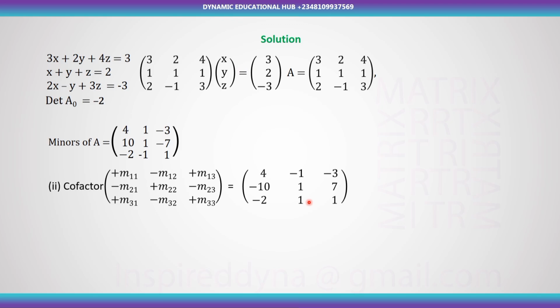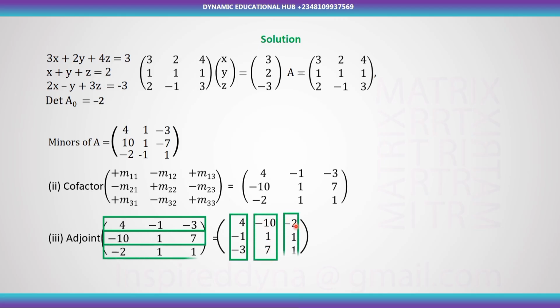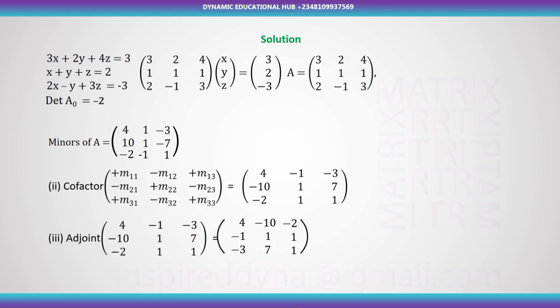After the cofactor, we need to find the adjoint. To find the adjoint, we are just transposing our cofactor. We change the rows to columns. Now transposing it will give us this. We have this and we have this. Now that we have found the adjoint, we can find the inverse. Let's see how to find the inverse.